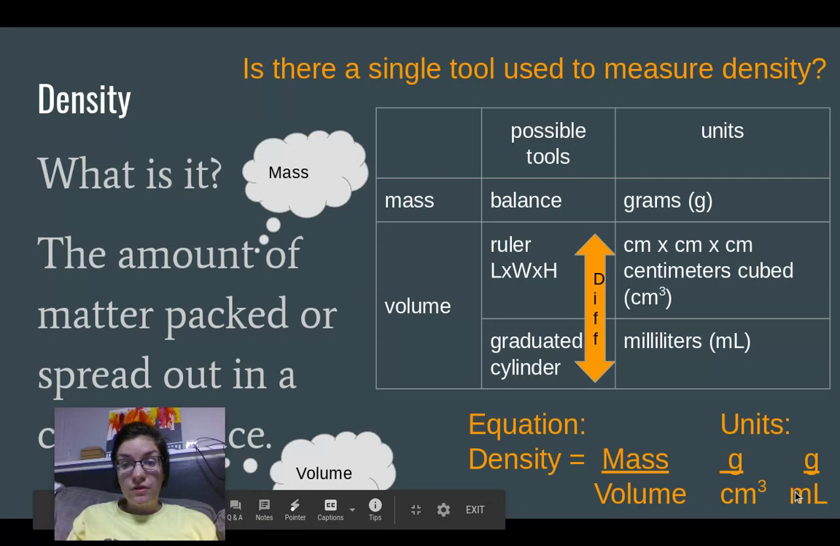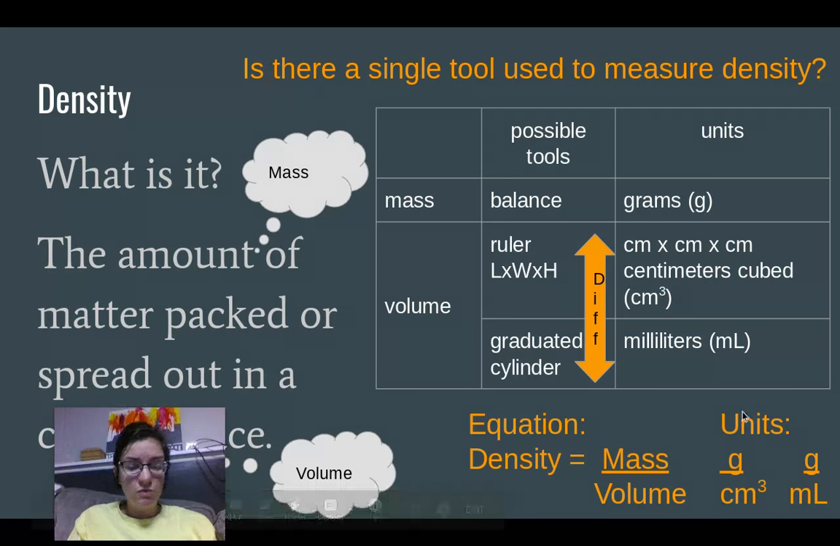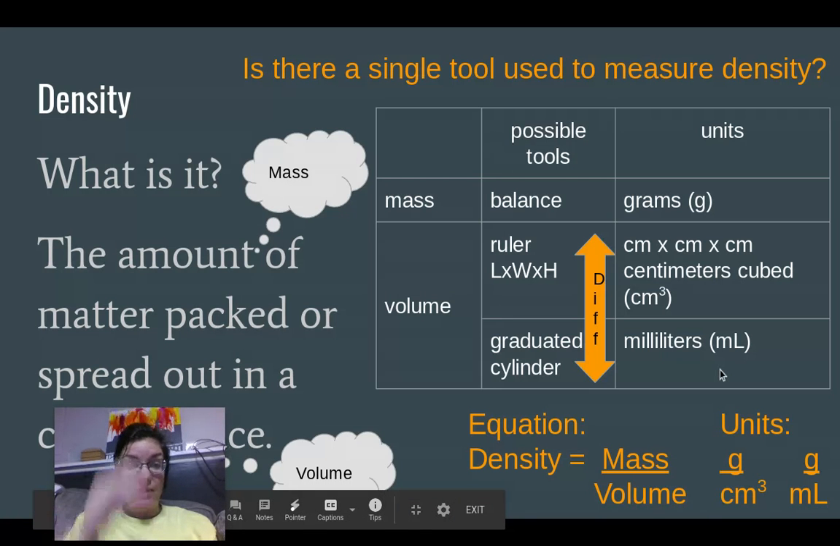They both transfer equally. So if I have 1 gram per centimeter cubed of water, it would equal 1 gram per milliliter. They're equal to each other, which is weird, but hey, it makes calculating very, very easy.